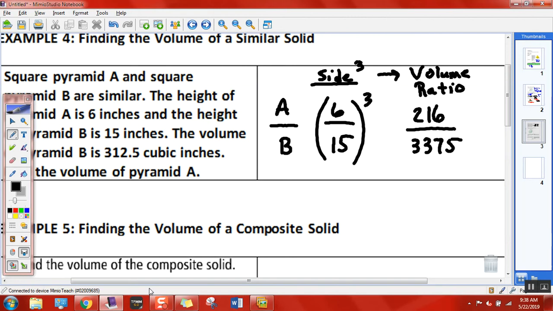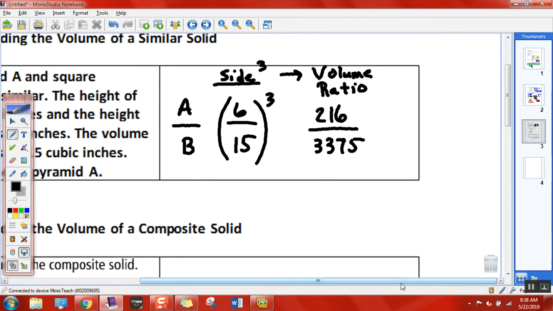312.5. Okay, so if I take my volume ratio and make that part of the proportion to solve this, where's that 312.5 going to go, kids? Yeah, it's part of pyramid B, so I have to put that 312.5 on the bottom. My answer better be smaller than 312.5 because we're looking for the volume of the smaller pyramid. Somebody want to cross multiply and divide that for me? 20.